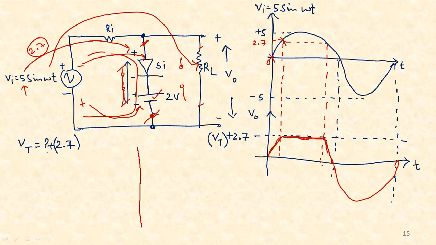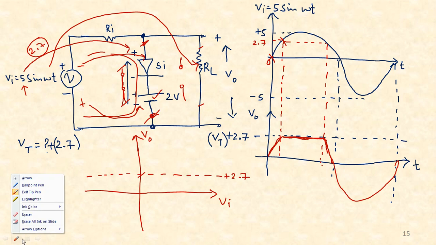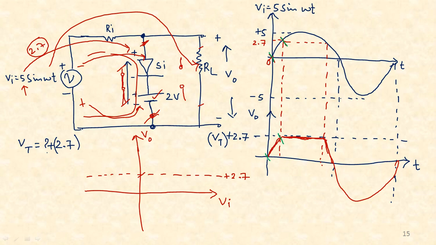Very simple. The transfer characteristic is similar to that of the previous problem, except for a small change in the voltage level of the transition voltage. So this is Vi versus Vo. Here, what's the transition level? The transition level is plus 2.7. Now let's analyze it. From 0 till 2.7, what is happening to the output? The output is also increasing from 0 to 2.7.